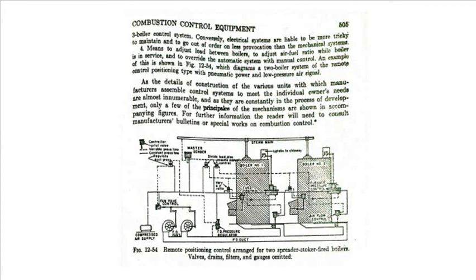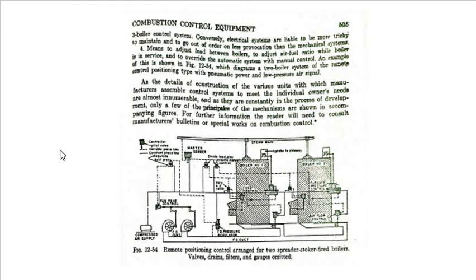Combustion control equipment. So combustion control systems consist of the following elements. So these are the elements of combustion control systems, and this is how it looks. So next would be the remote positioning control arranged for two spreaders to occur, boilers, valves, drains, filters, and gauges omitted.